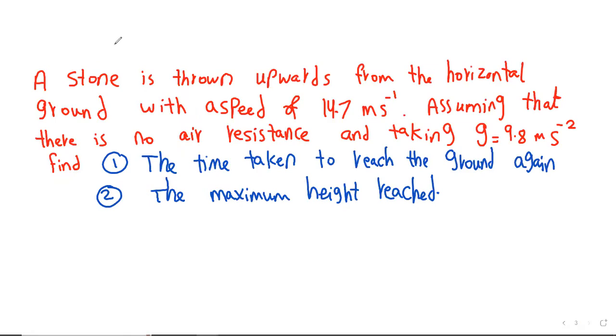Here in this example, a stone is thrown upwards from the horizontal ground with a speed of 14.7 meter per second, assuming that there is no air resistance and taking G gravity 9.8 meter per second squared. Find the time taken to reach the ground again, and find the maximum height reached. So we have 2 ways for answering this question, but I recommend to graph it.